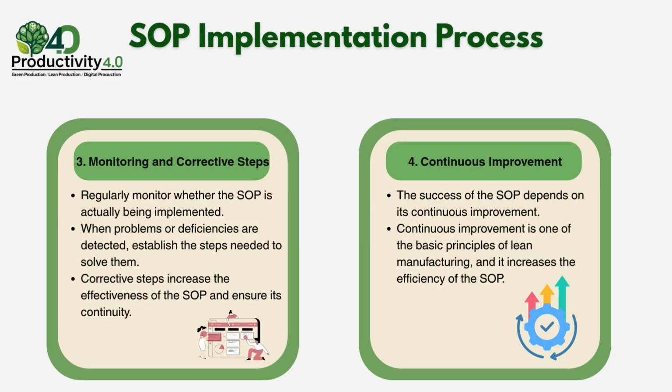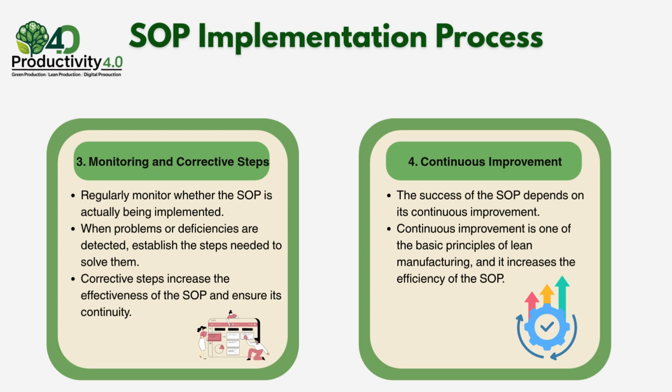Corrective actions enhance standard operating procedure effectiveness and ensure continuity. Any breakdowns or deviations in a process must be addressed quickly through corrective measures. This maintains the applicability of the standard operating procedure and ensures the process functions correctly. Continuous improvement is key to standard operating procedure success.